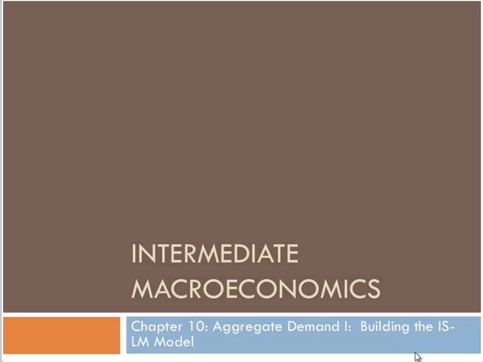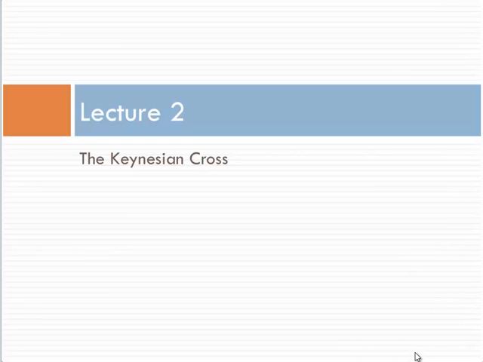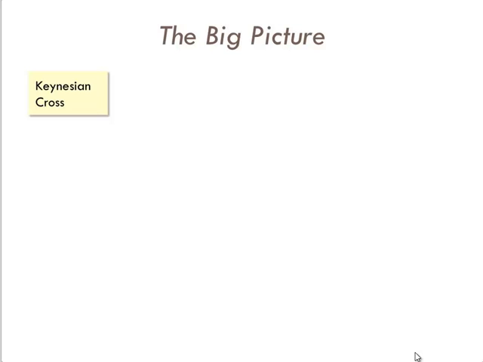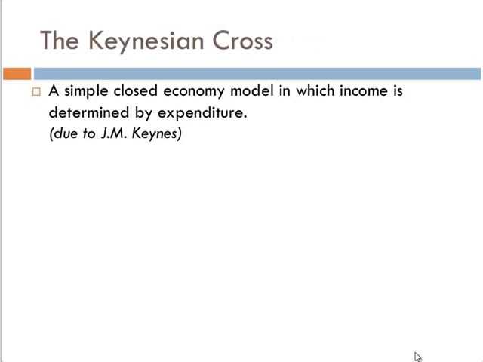Okay, we will continue Chapter 10 with Lecture 2, which is covering the Keynesian cross. Now remember, I said I was going to come back to this big picture for each part within this model, within this framework we're building. And right now we're going to focus on the Keynesian cross. The Keynesian cross is just a simple model we use to determine income by how much we spend.